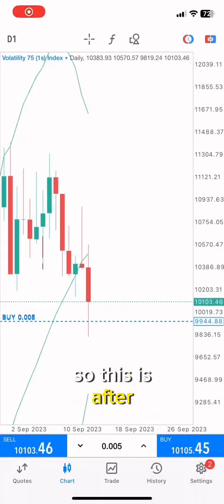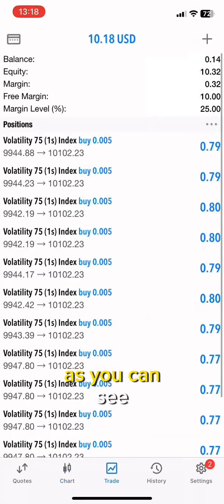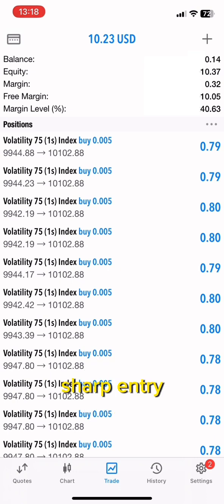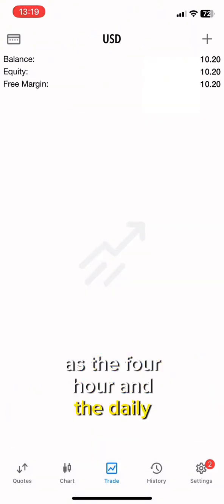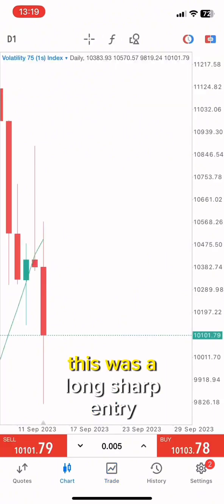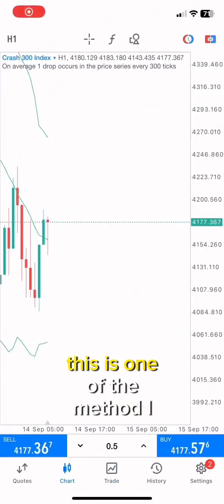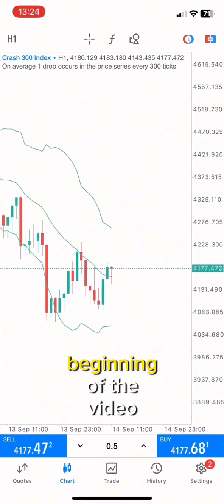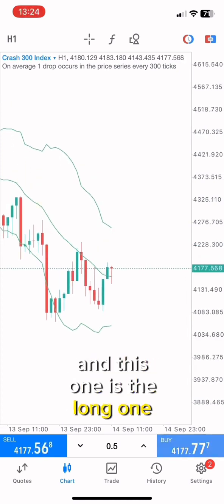So this is after a lot of time. As you can see, this was a daily time frame, which I decided to do the sharp entry. I used the 4-hour and the daily. So I was able to raise it from 16 cents to $10. This was a long sharp entry. This is one of the methods I was telling you. I did the first short one at the beginning of the video, and this one is the long one.